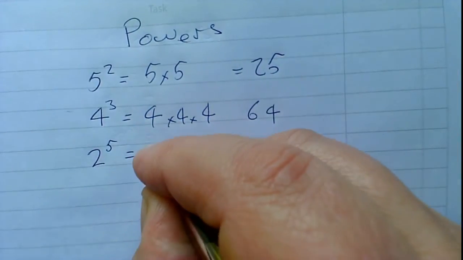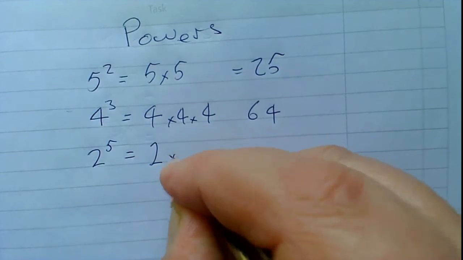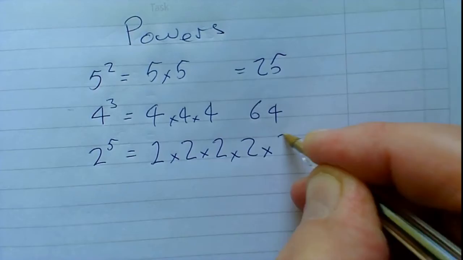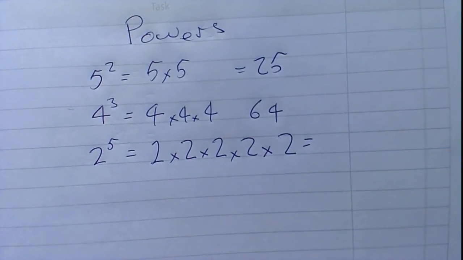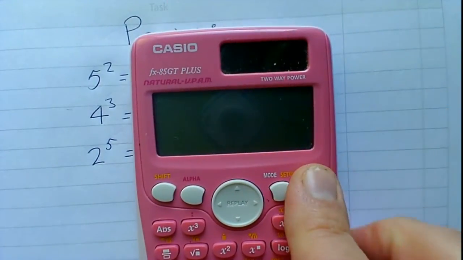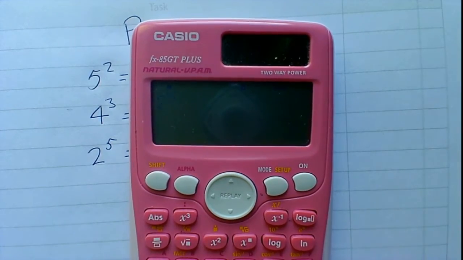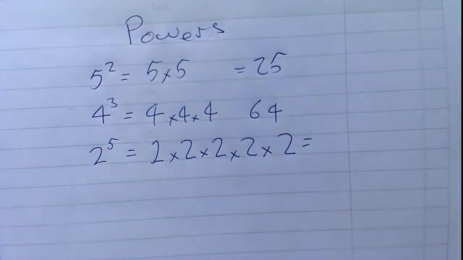This one, 2 to the 5, is just shorthand for 2 times 2 times 2 times 2 times 2. And we're going to use the power button for it. So let's do that. We'll put in 2 to the power 5. And we've got 32.